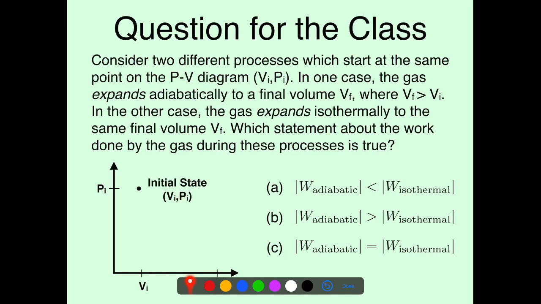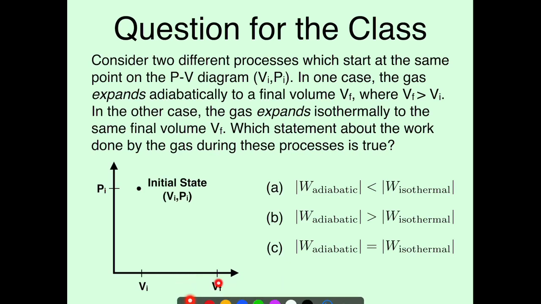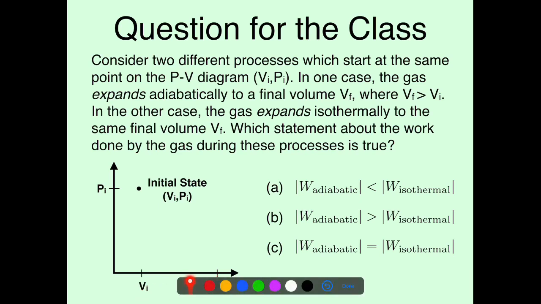In one case, the gas is going to expand adiabatically to this final volume right here, okay? And the final volume is bigger than the initial, so that's what we mean by the gas is expanding. In the other case, the gas is going to expand isothermally to the same volume. So imagine an adiabatic process where we go from here to the final volume, and then an isothermal process where we go from here to that same final volume.